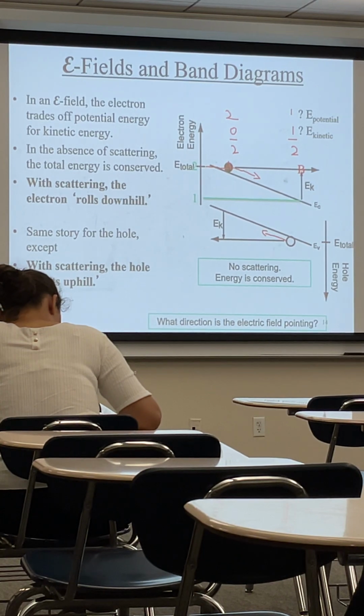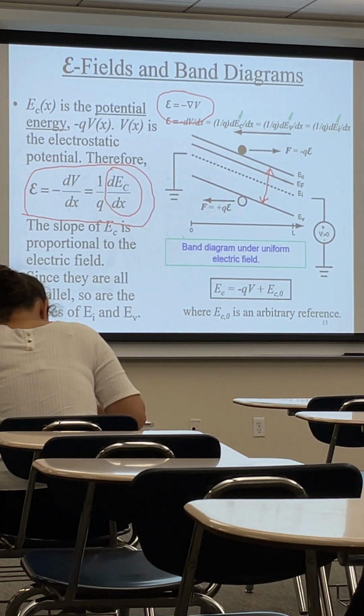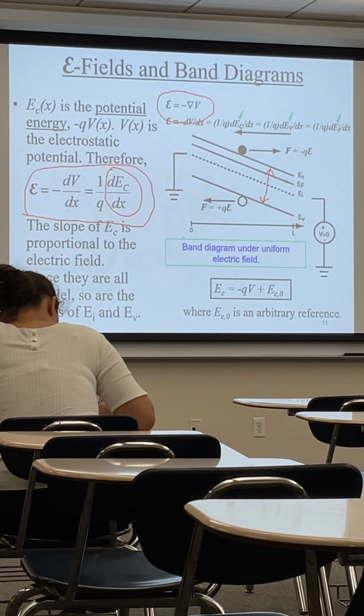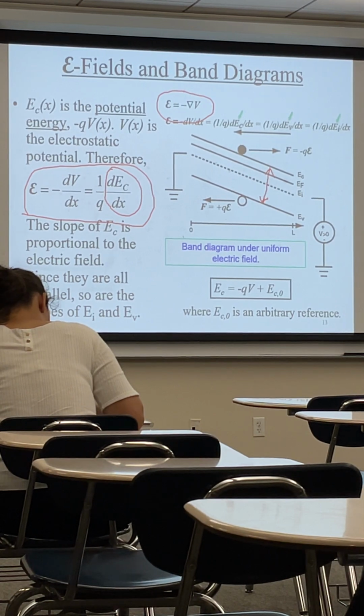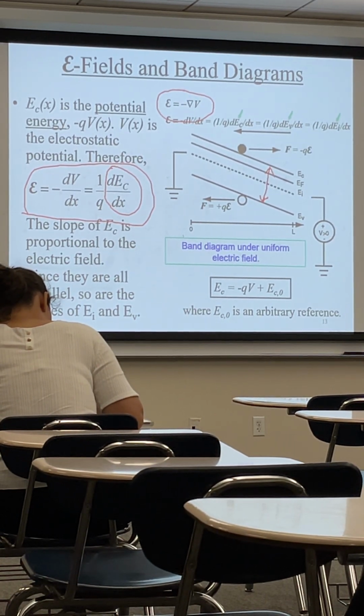You can do that, but you can also use what we have learned here. This is the definition of the electric field. It's related to the slope, right? And if this slope is negative, which means that the field will be along the minus x direction. Right? Okay. Any questions?